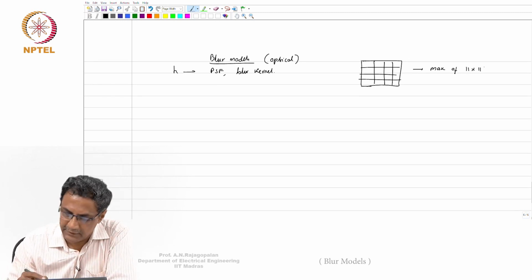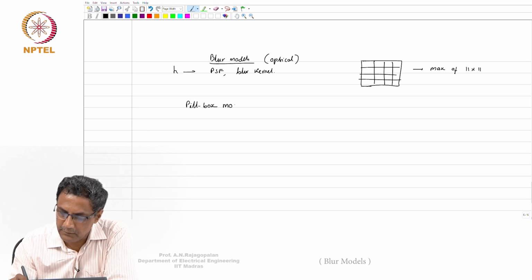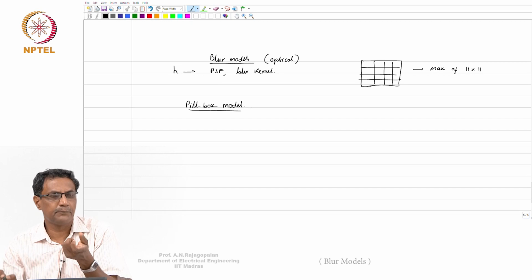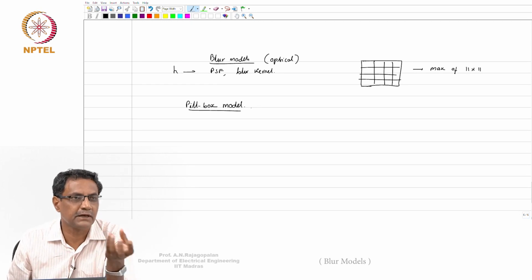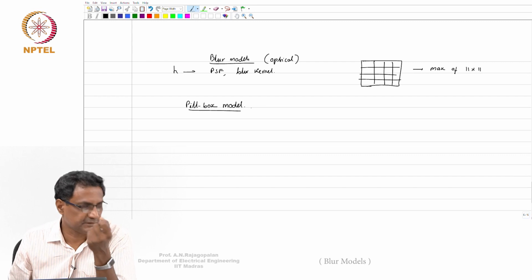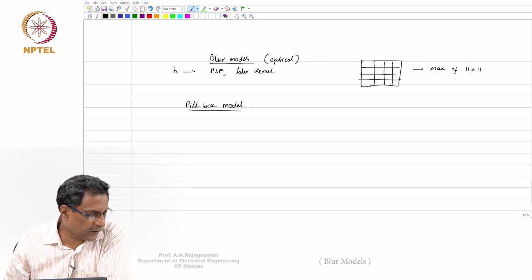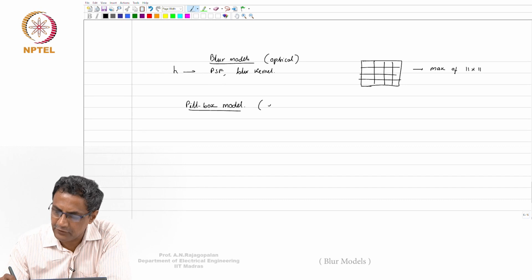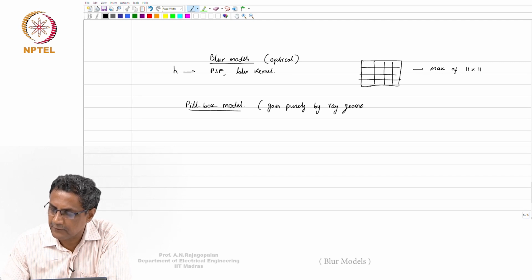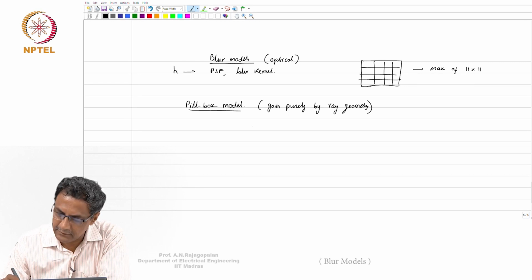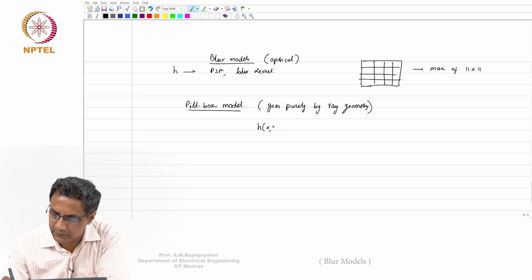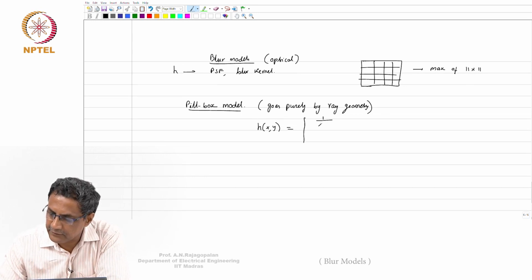Now the first model that is commonly used is what is called a pillbox model. It's similar to a cylindrical pillbox, where you keep the pills at home. So the pillbox model goes purely by ray geometry, and according to it, under the blur kernel, I'm just writing a continuous case here. We'll talk about how we normally do a discretization. A continuous case is easy to explain.